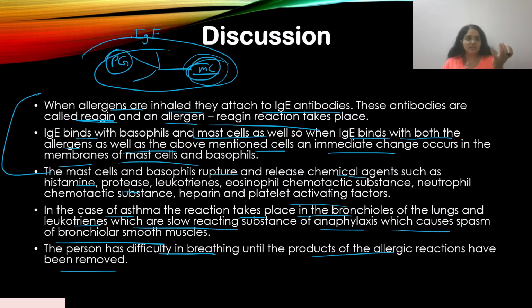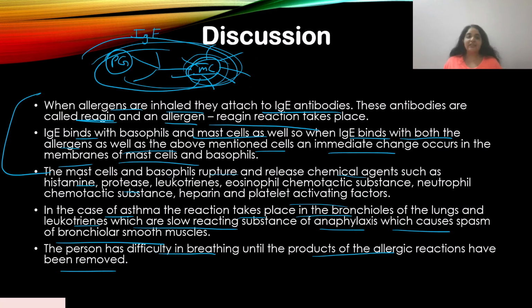In this case, there's an allergen such as pollen grains, or it could be any other substance that a particular person is allergic to, and the IgE antibodies then attach to the mast cells or the basophils, and this whole reaction results in cell membrane rupture of the mast cells, which release a whole series of chemical factors.